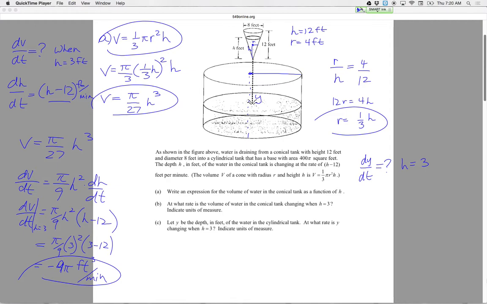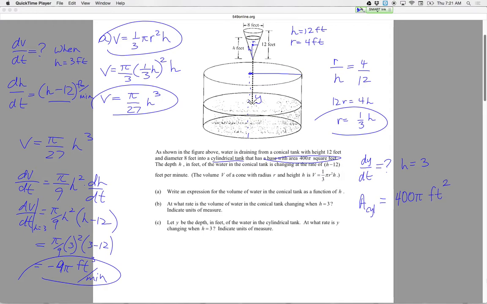Now, if I'm going to do this, what do they give me? Do they give me anything in the problem about the cylinder that might be helpful? They give me the base area. They say the area of the base of the cylindrical tank is 400 pi square feet. That's kind of important, right? Do you agree? So the area of the cylinder, CYL, is 400 pi square feet.